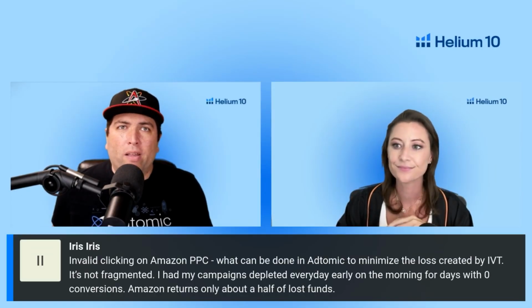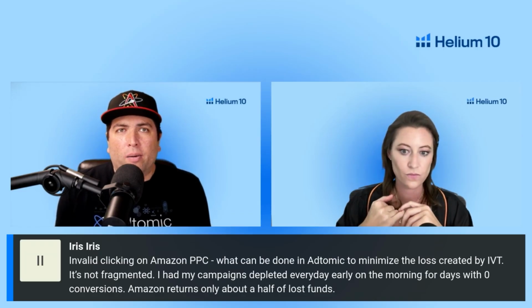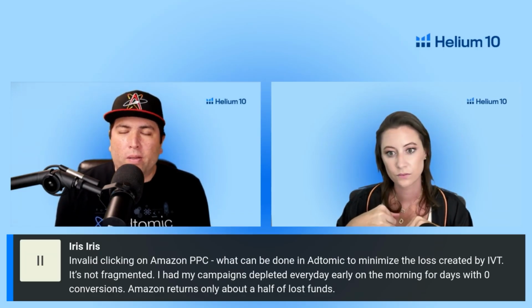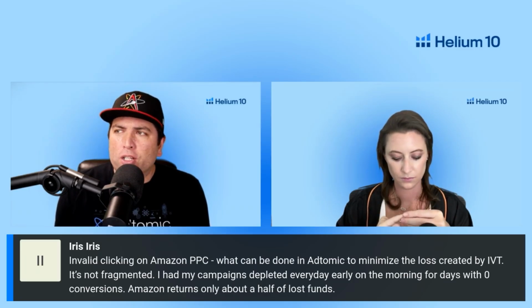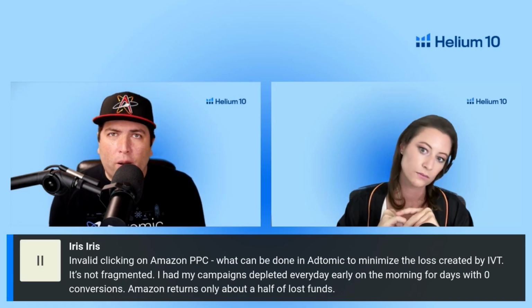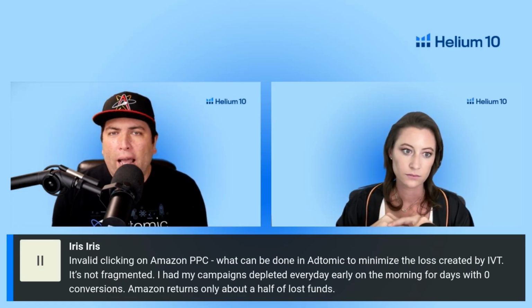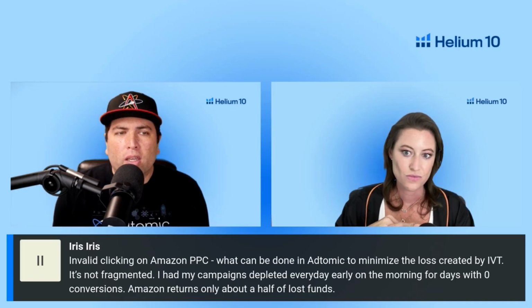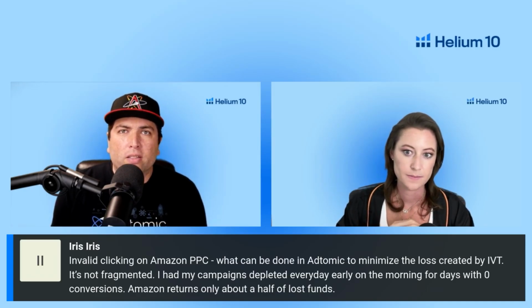A question that comes up every now and then: invalid clicks. Amazon says they take care of it, and they do. I've seen that Amazon has a report about how much they actually police. But just talk about that in general. What can people do if they feel that they're not getting all their money back from the invalid clicks?